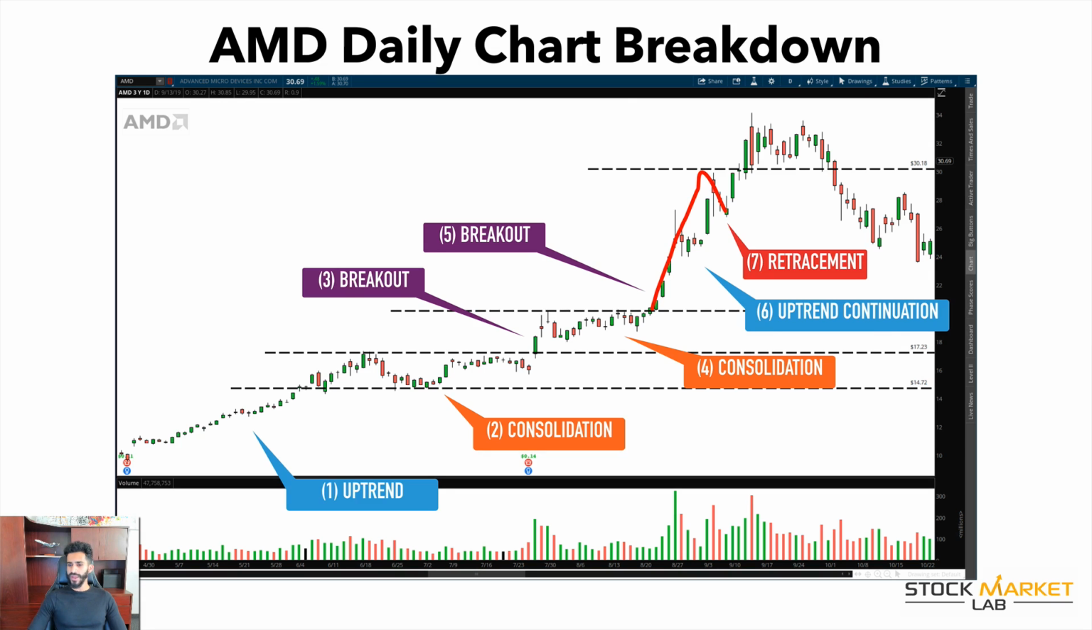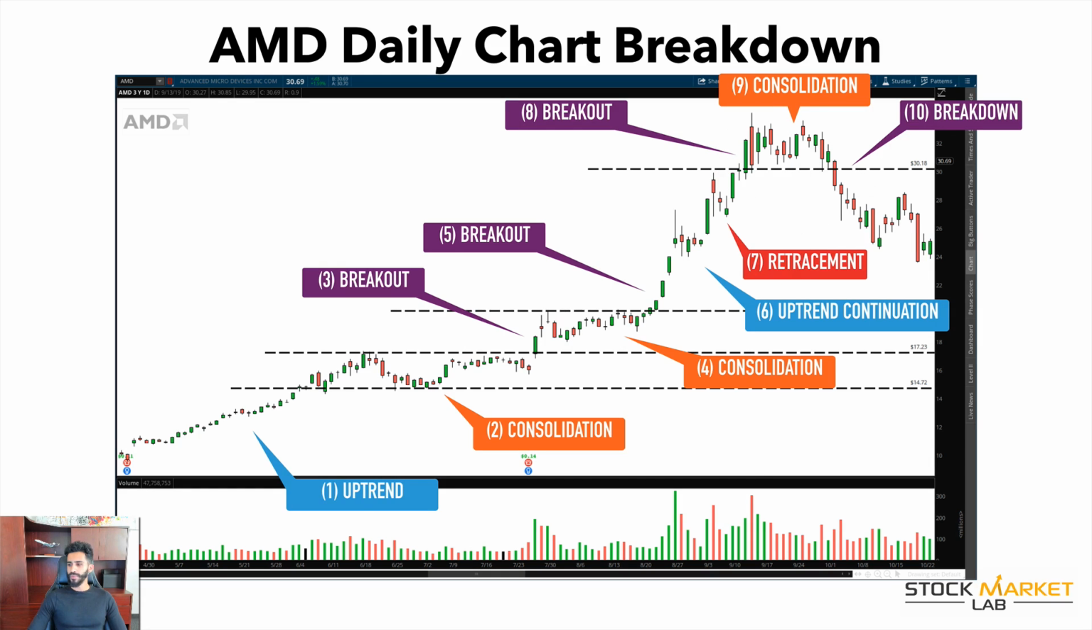And then look what happens right after the retracement. Boom, breakout again. Strong move again. Volume is there again. Strong move. Consolidation period. Stock takes a break. Breakdown. It breaks that area, right?